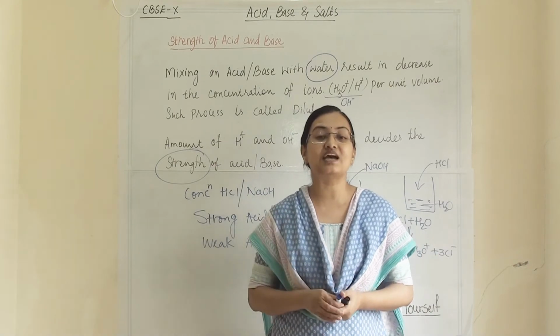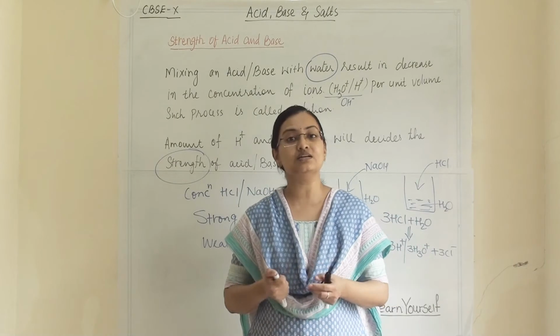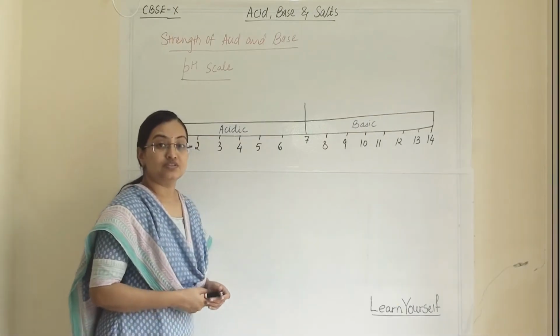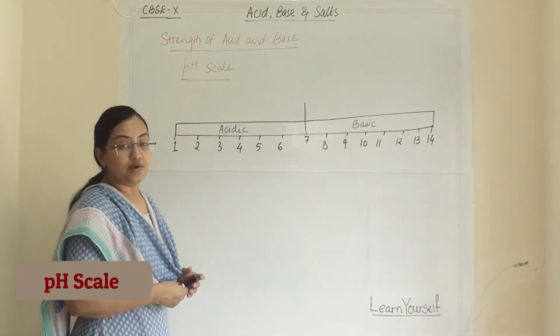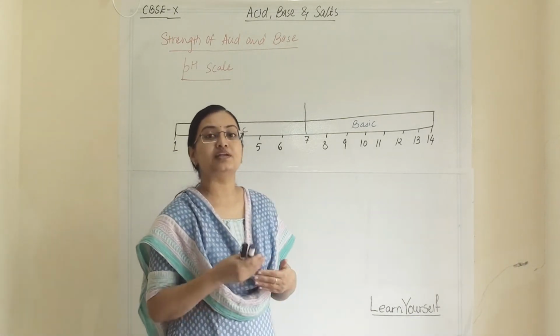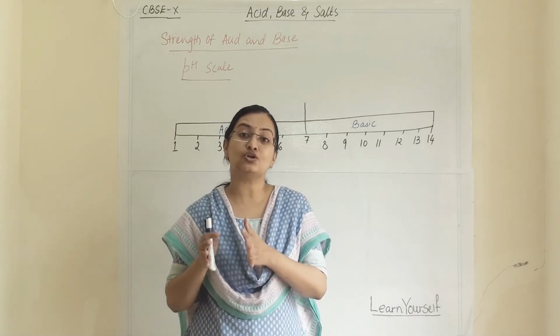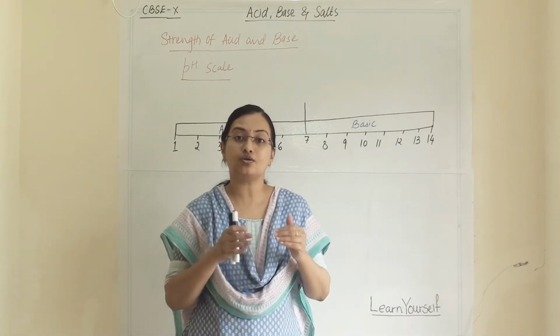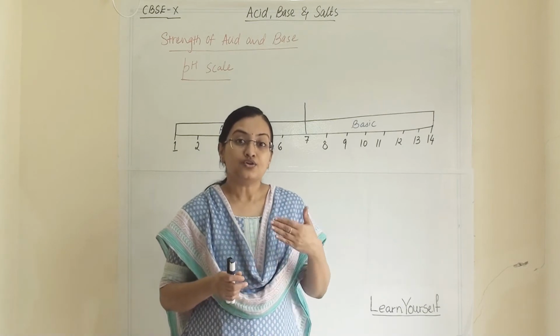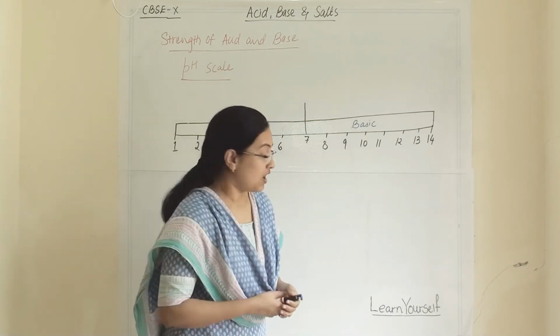That we will decide by their pH scale. So let us study what a pH scale is. So this is our pH scale. When you are checking the pH of any solution, you will get to know whether this solution is acidic or basic, or you can also check the strength of the acid. So how can we do that?